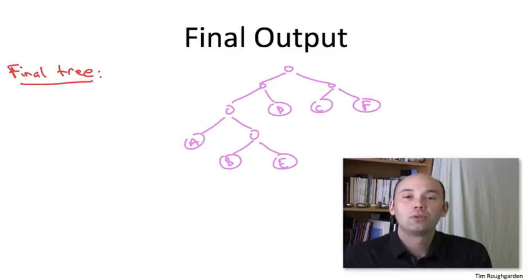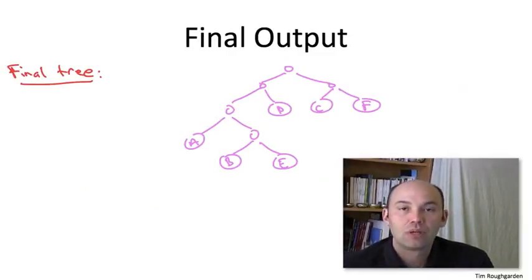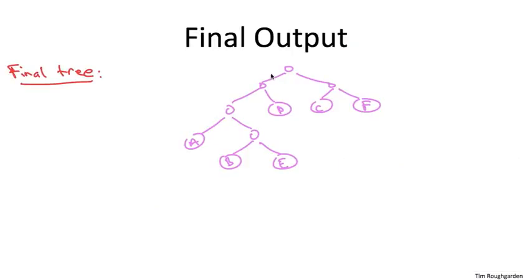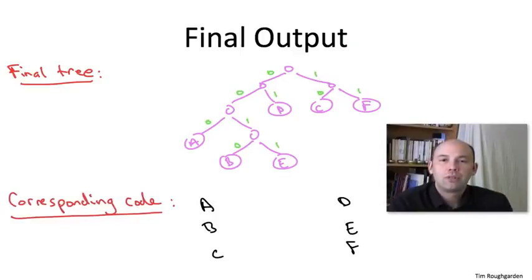What prefix-free code does this tree correspond to? Well, as usual, let's label all of the left branches with 0 and all of the right branches with 1s. And now, as usual, the encoding of a character is just the sequence of 0s and 1s that you see when you traverse a path from the root to that leaf. So, for example, A will be encoded with 000, B with 0010, C with 10, D with 01, E with 0011, and F with 11.